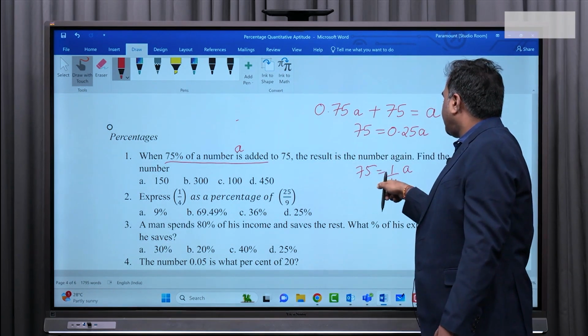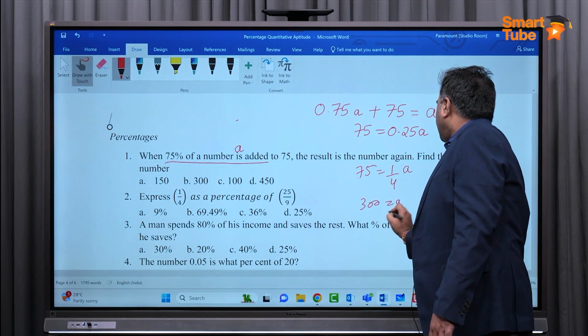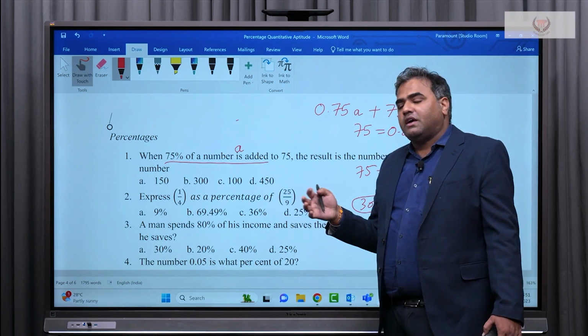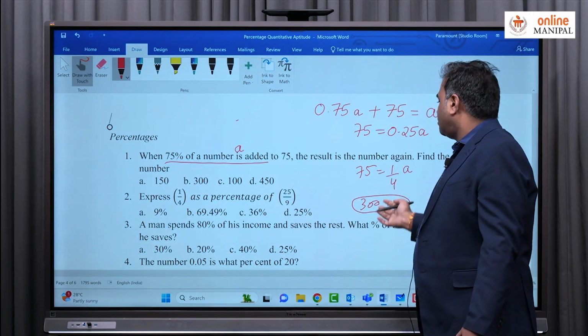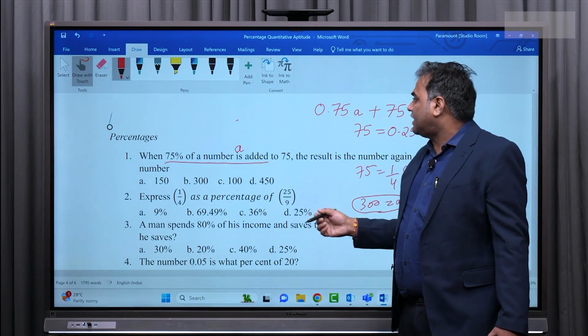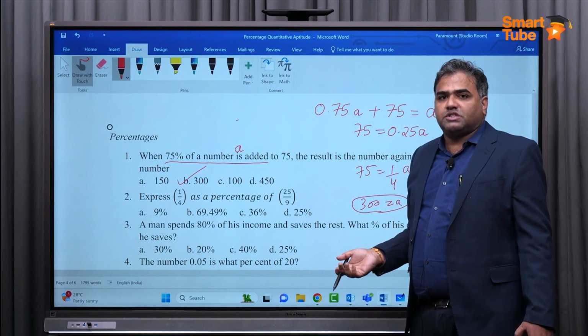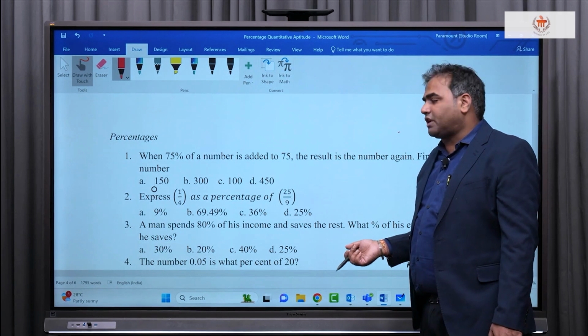So this is nothing but, if you bring this side, 75 fours are 300. Okay, so 75 twos are 150, 75 threes are 225, and 75 fours would be 300. So the answer for this would be option B. Clear everyone? Simple question. I hope everyone understood this. Now we'll discuss question number 2.